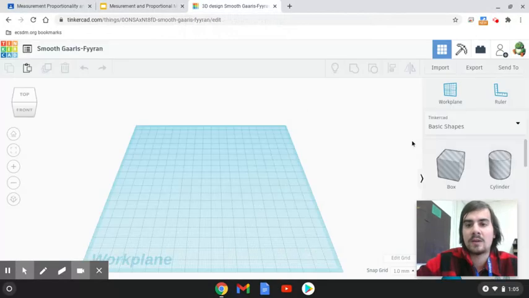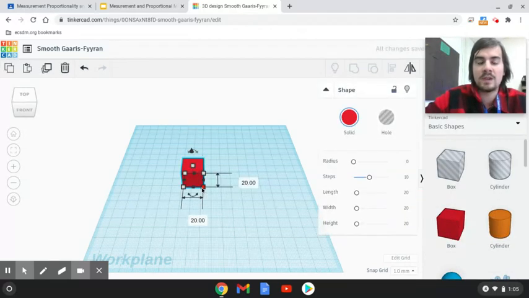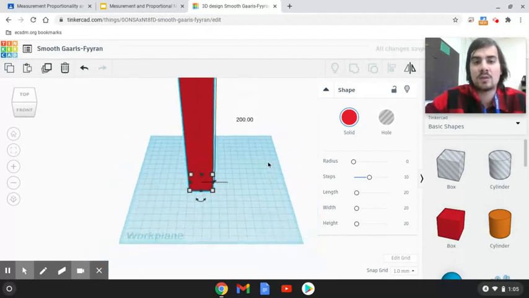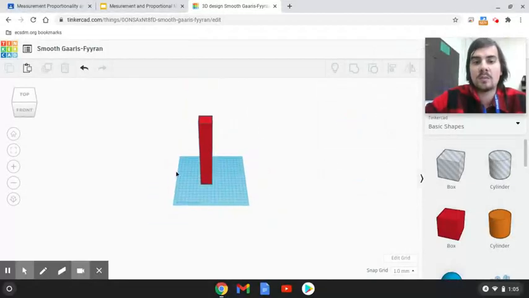So let's make it right now. So again, the apartment building from the question was 30 by 30 by 200 feet. So let's make our model 30 by 30 by 200 millimeters. So we're just taking the exact dimensions it gives us in the question and making that model in Tinkercad. So this would be our building.